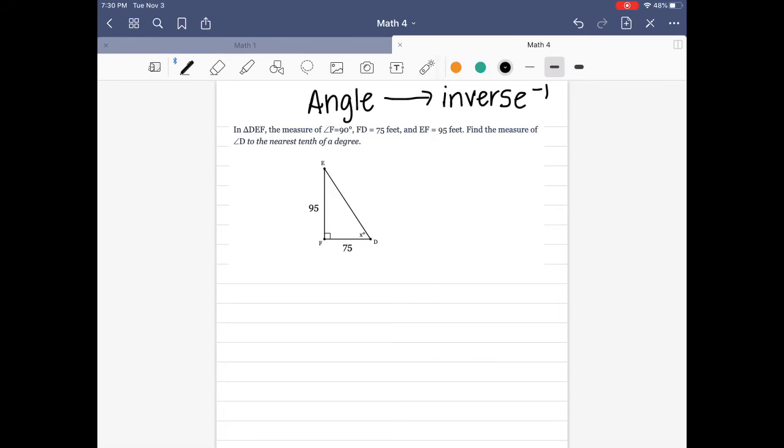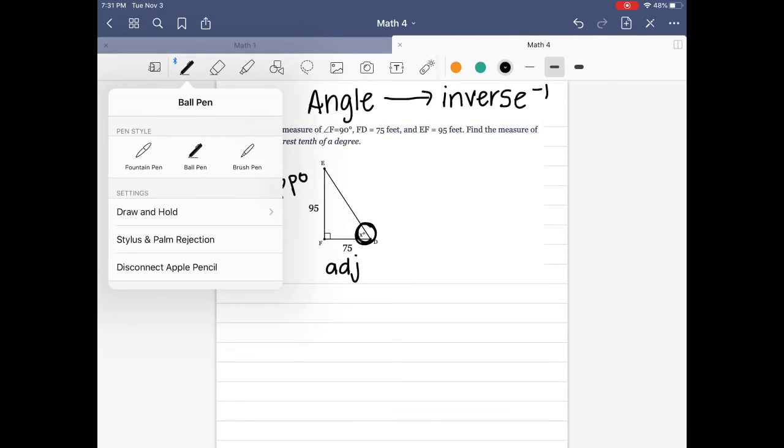So it says that we have triangle DEF, and we know that F is the 90 degrees. We also know that FD is 75, so the length of side FD is 75, and the length of EF is 95. They want us to find the measurement of angle D. So we're going to set this up just like we set the other problem up. We don't know the angle this time, but we're still going to start from that angle. From that angle, the opposite side is 95 and my adjacent is 75.